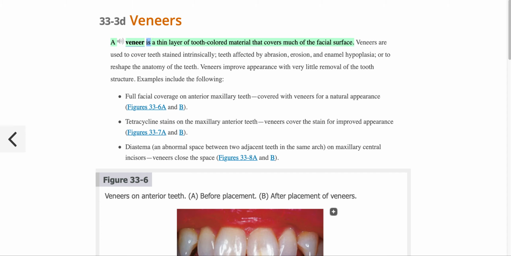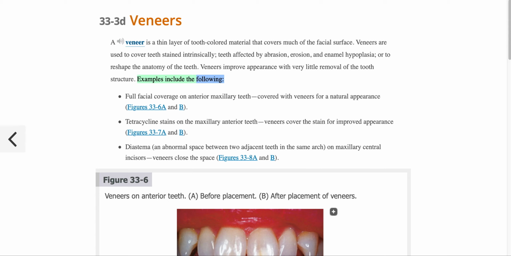Veneers. A veneer is a thin layer of tooth-colored material that covers much of the facial surface. Veneers are used to cover teeth stained intrinsically, teeth affected by abrasion, erosion, and enamel hypoplasia, or to reshape the anatomy of the teeth. Veneers improve appearance with very little removal of the tooth structure.